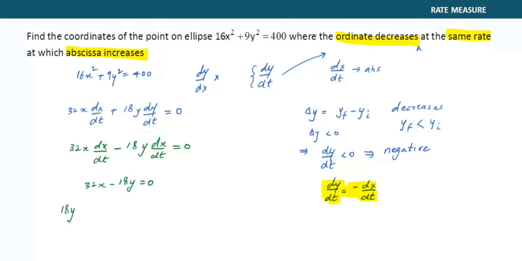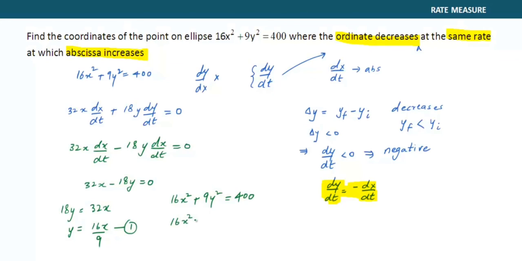So if I write this, it becomes 18y is equal to 32x, or we can say y is nothing but 16x by 9. So this is our first quantity, and we know that this point lies on the ellipse, so it should satisfy the condition of the ellipse. Now just replace this value of y over here to find the values of x.